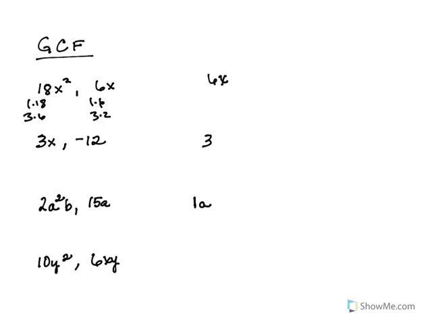And we have 10y squared and 6xy. So for 10 and 6, the GCF is a 2. And then y squared and xy, the GCF would just be y. Okay? All right. Let's see.